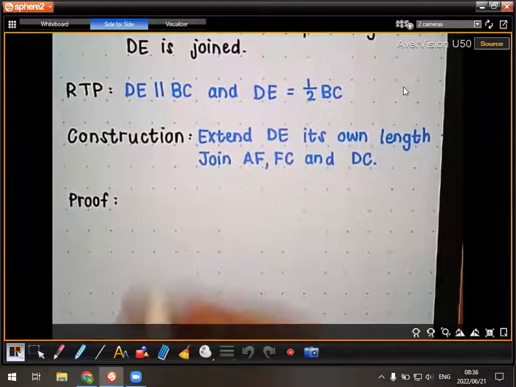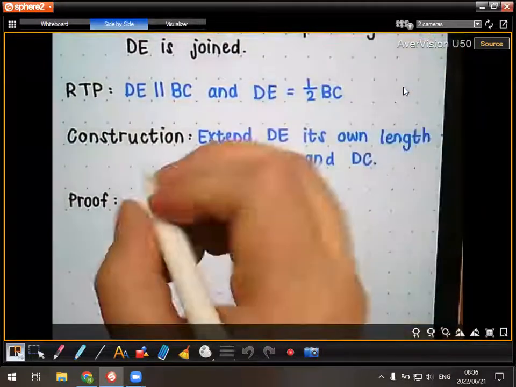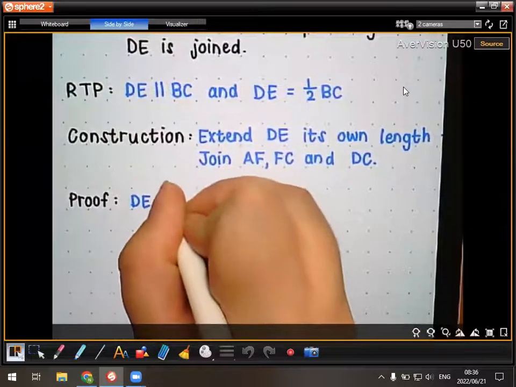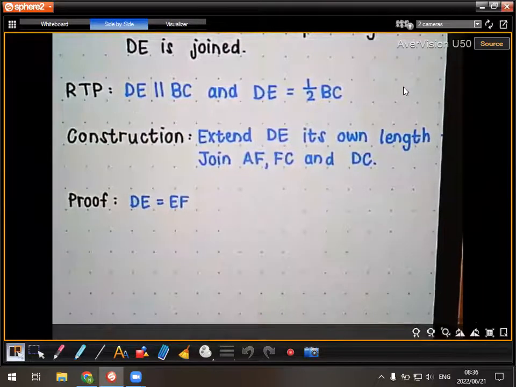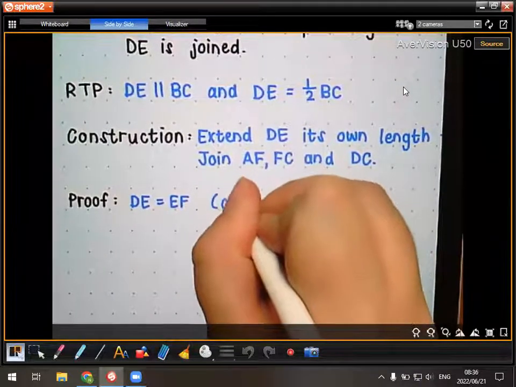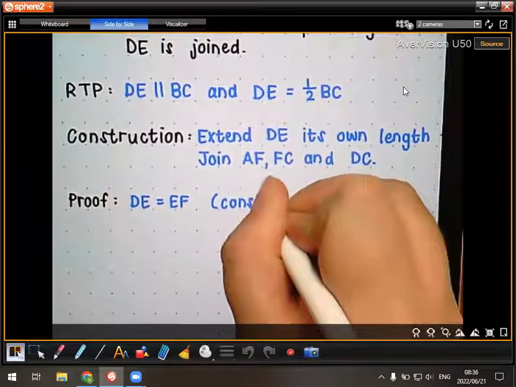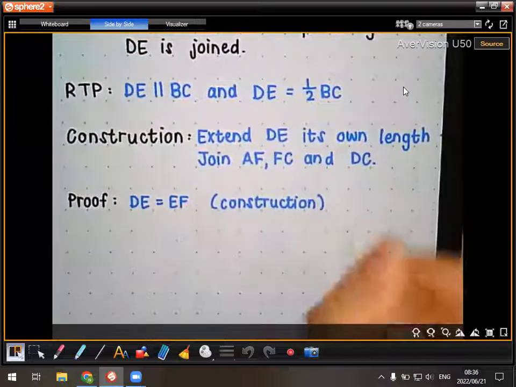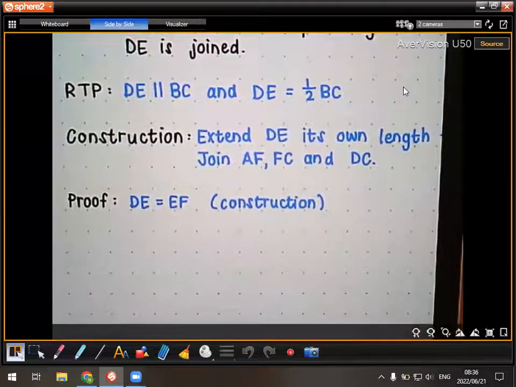So let's write down DE is equal to EF. Now guys, how do we know that DE was equal to EF? That was by our construction. So that's going to be your reason, okay? Which you haven't seen before because you haven't actually done construction. Right, so DE is equal to EF, construction.